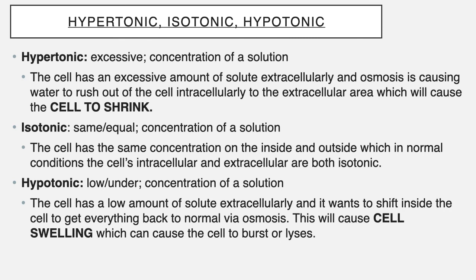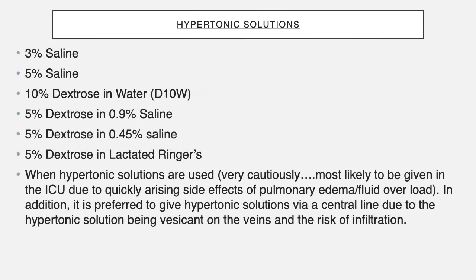Your hypertonic solutions cause the cell to shrink. Your isotonic solutions are your equal or same concentration solutions. And your hypotonic solutions cause the cells to swell. Commonly, we give the 5% dextrose in saline. You'll hear it called D5 normal saline. That's the most common hypertonic solution we give.